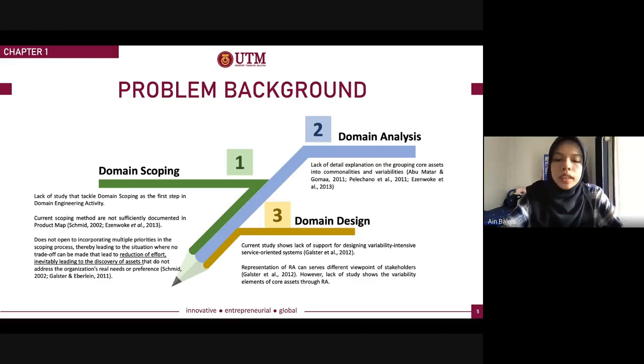And lastly, for domain design, as I mentioned, domain design is where an architecture is created. So representation of reference architecture can serve different viewpoints of stakeholders. However, current study shows a lack of support for designing variability-intensive service-oriented systems.